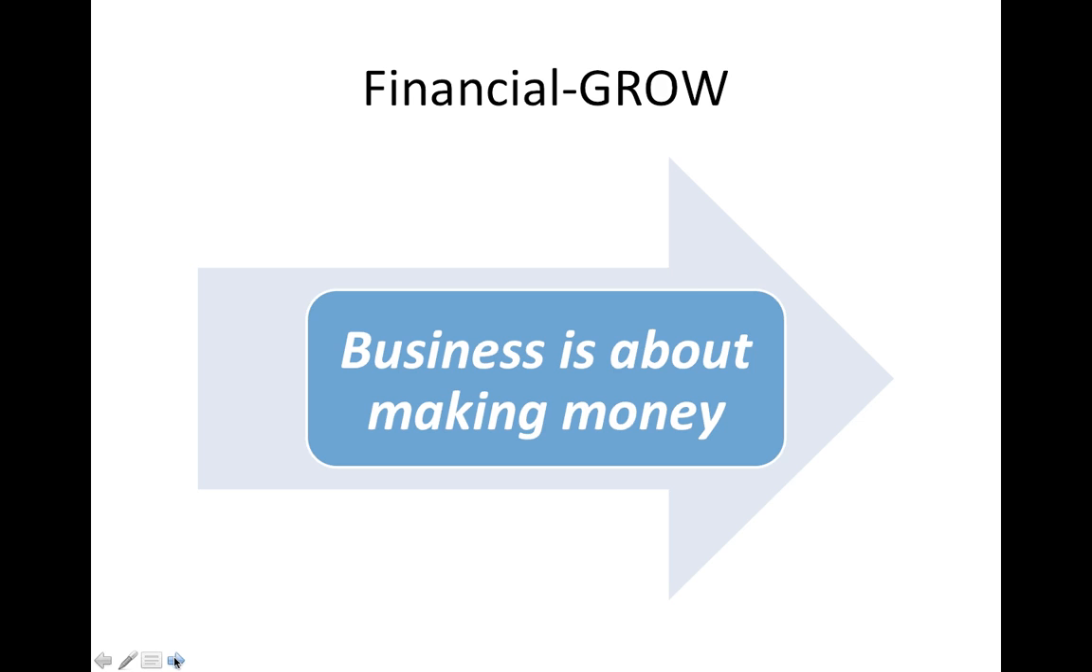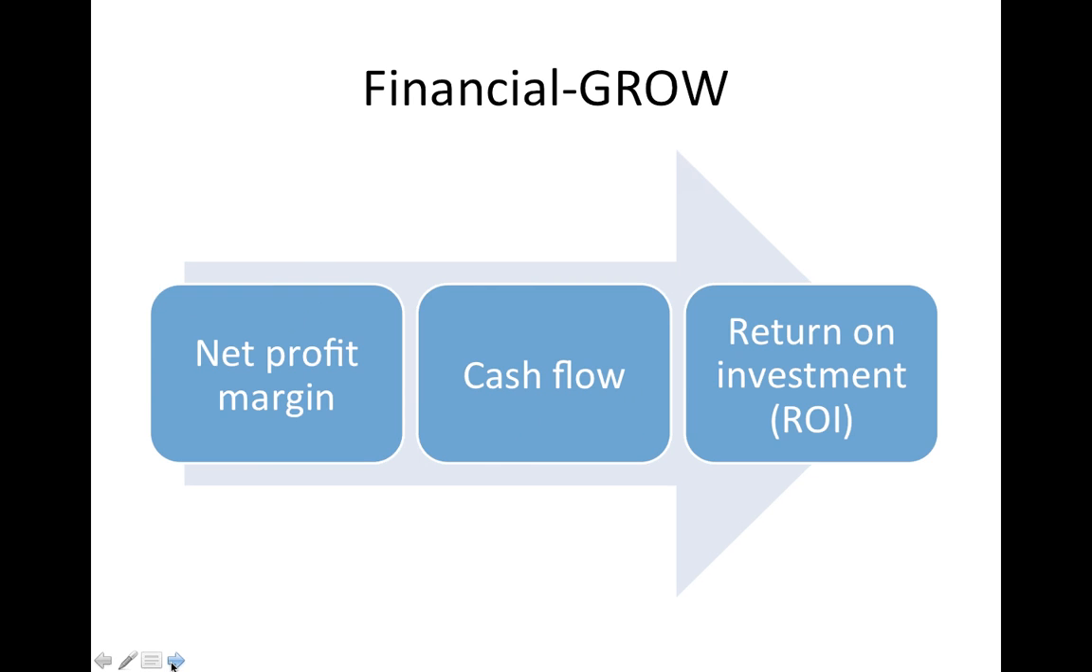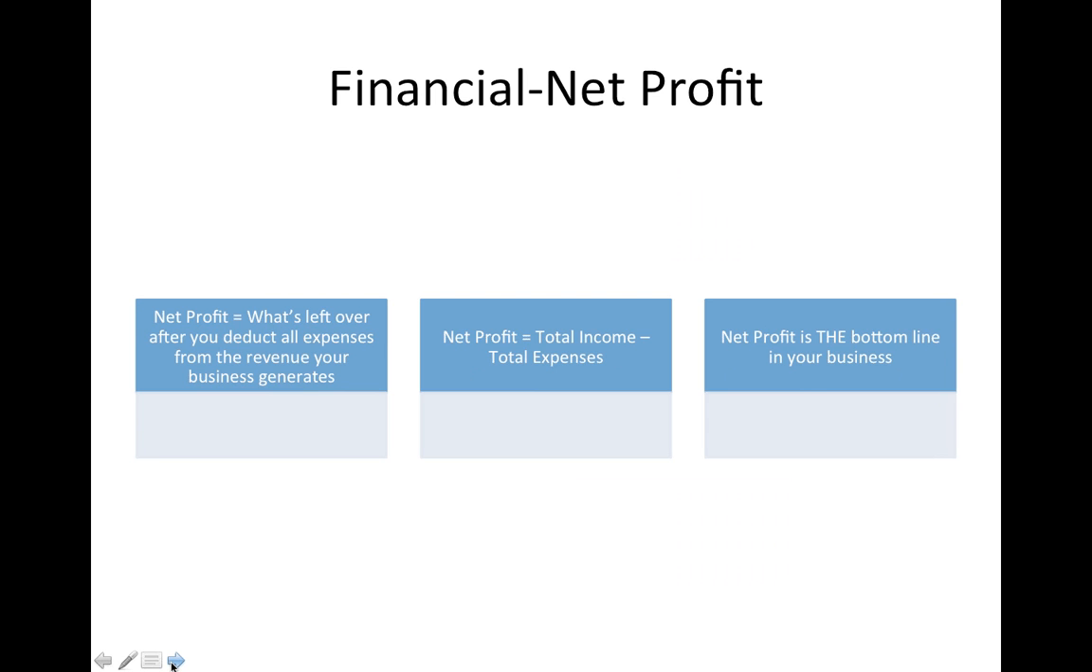Business is all about making money. So what are the indicators for that? Your net profit margin should be increasing. Like Kelly said, you've got to have cash. That cash should be flowing in that business, and you know that you've got a return on your investment as well. So what is your net profit? It's what's left over after you deduct all expenses from the revenue that your business generates. Net profit is your total income minus your total expenses, and this is your true bottom line.